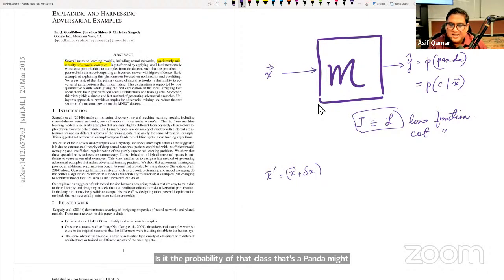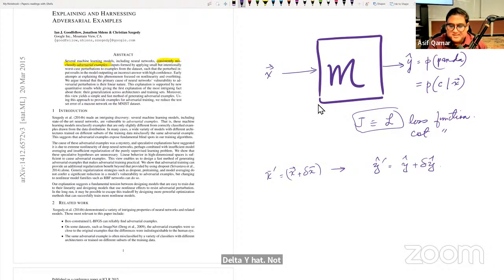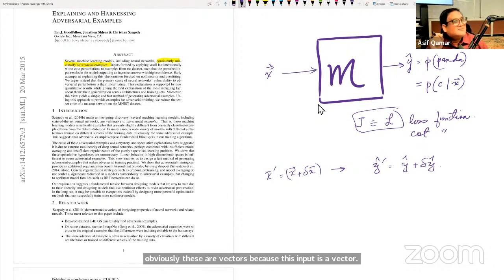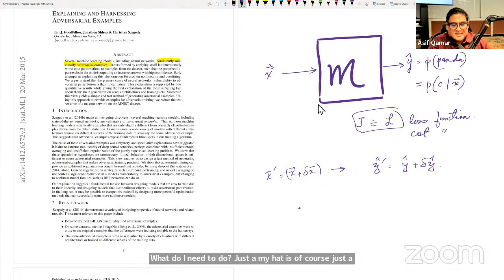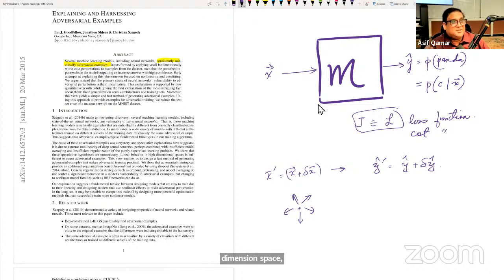right? So what will happen is, it will lead to Y hat prime is equal to Y hat plus delta Y hat. Now, intuitively, this is a vector. Obviously, these are vectors because this input is a vector. What do I need to do? Delta Y hat is, of course, just a number. It's a probability change. Now, delta X, given X, it could be any one of the directions, right? And if you are in a 100-dimensional space or 1,000-dimensional space, there are infinitely many things that you can do.